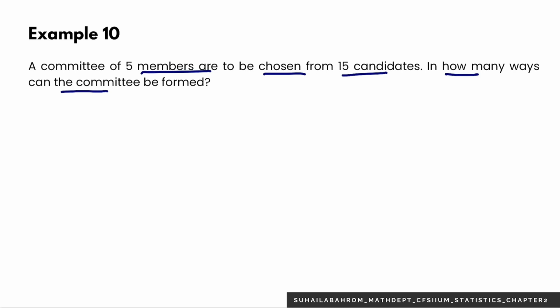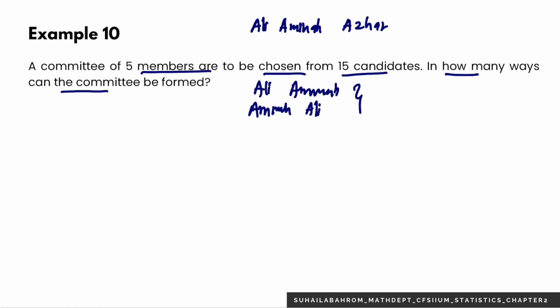arrangement is not important. Let's say you have Ali, Amina, and another one, Azhar. You want to choose two of them to be a committee. It doesn't matter whether you choose Ali first or Amina first. You can also choose Amina, Ali. As long as it is the same two people, it is considered only one outcome. Therefore, by using combination, 15C5 is equivalent to 3003.